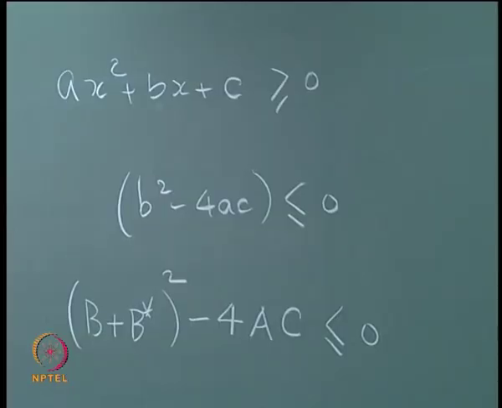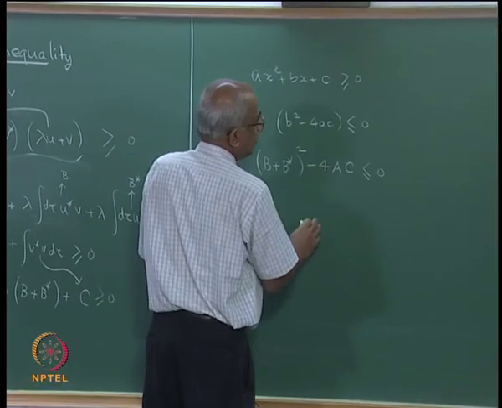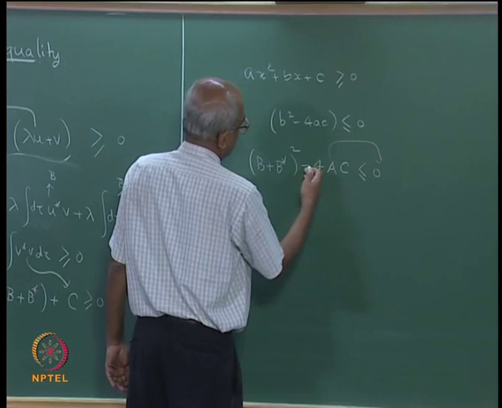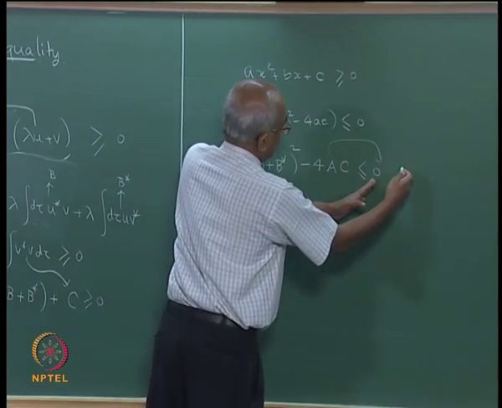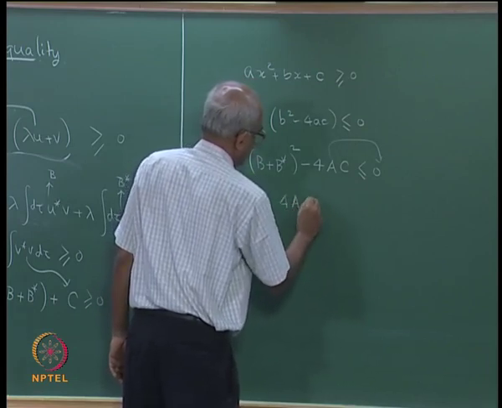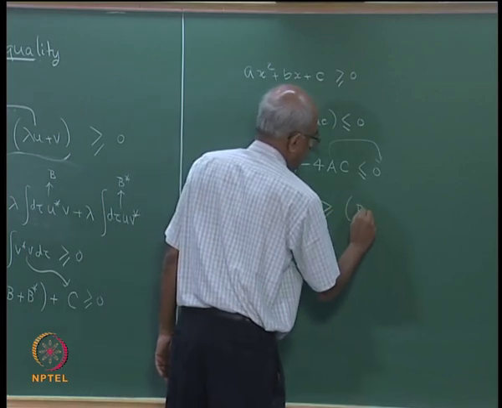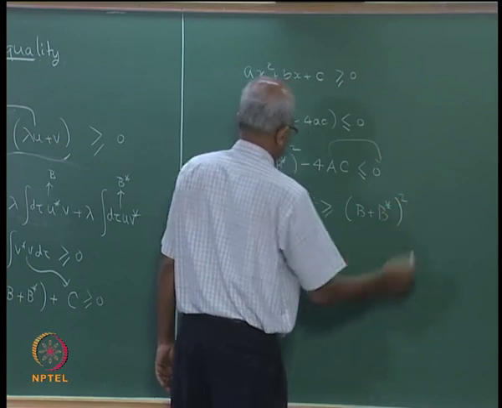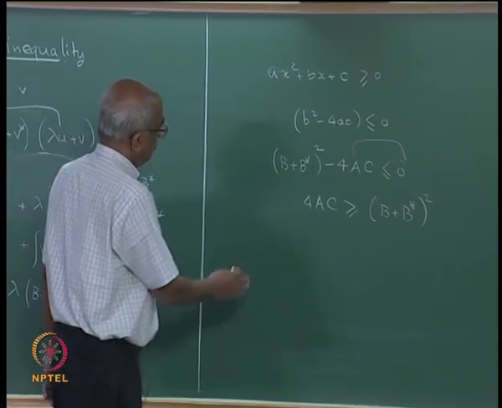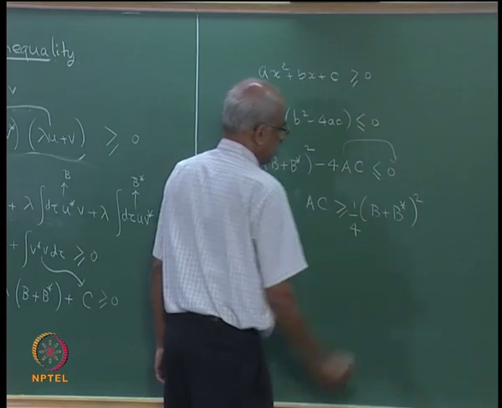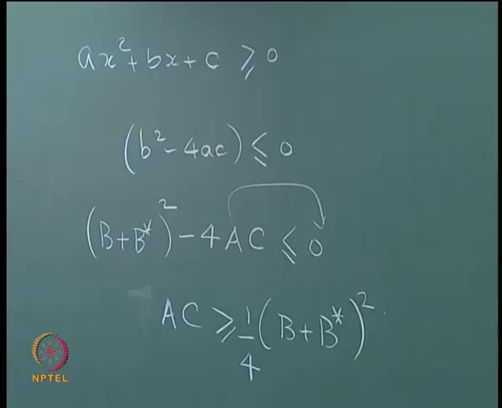Right, and that implies that, well, let me write it in the reverse. Well, I will take this to the other side, that means the left hand side is less than or equal to 4 A C, or I will write it in this fashion, 4 A C must be greater than or equal to B plus B star whole square. Or if I divide by 4, I shall get this, right, straightforward.